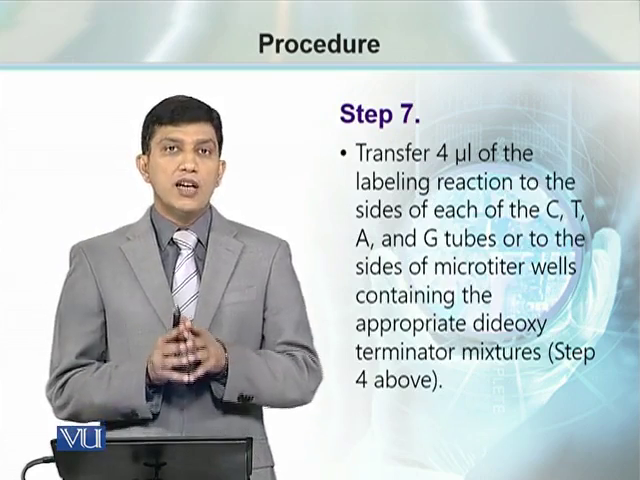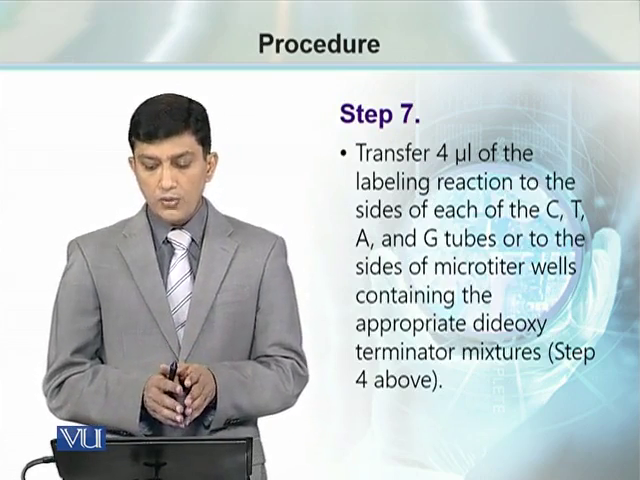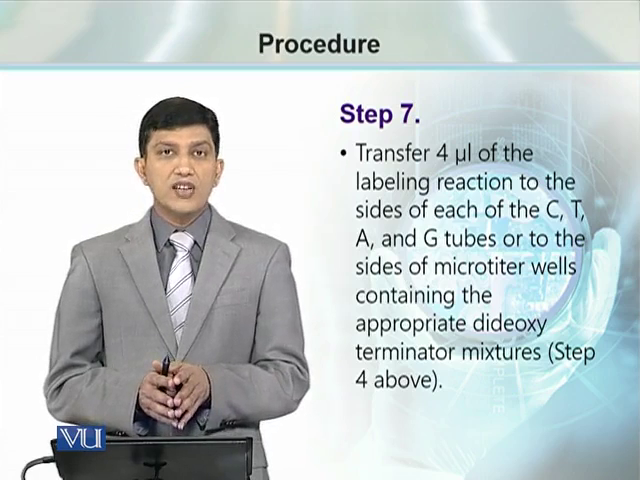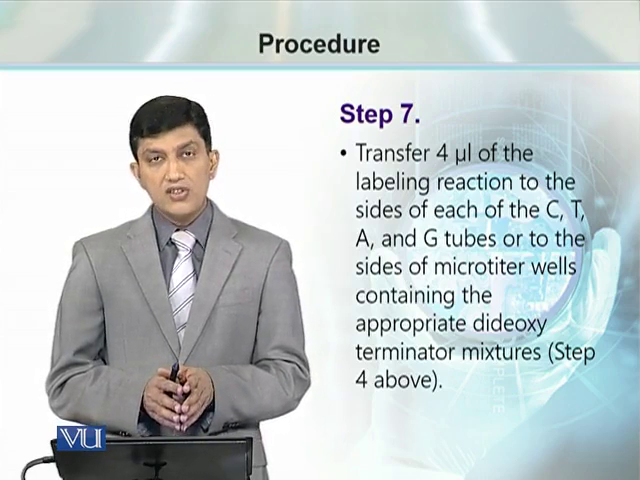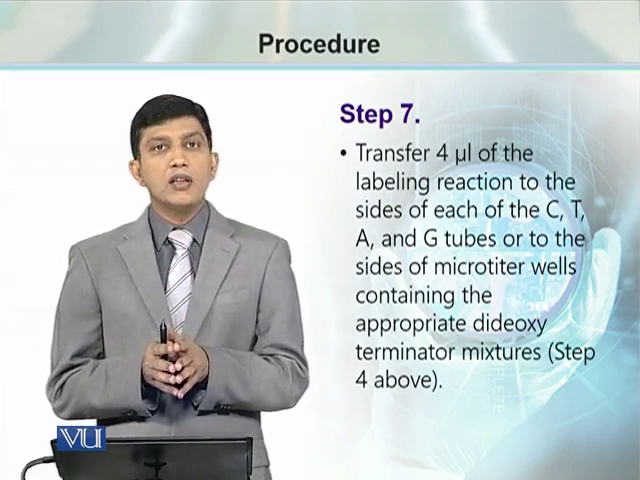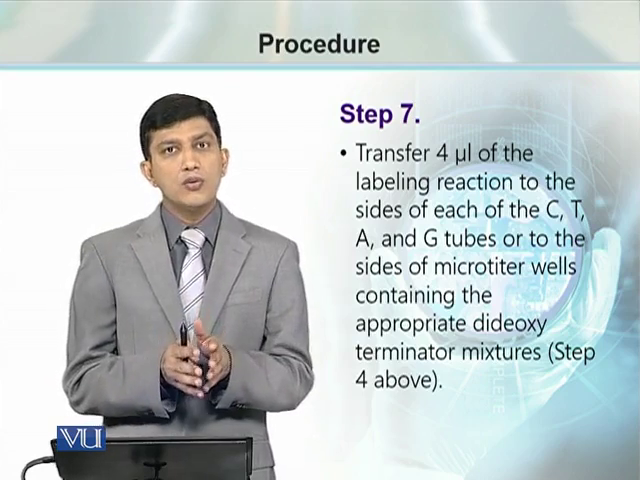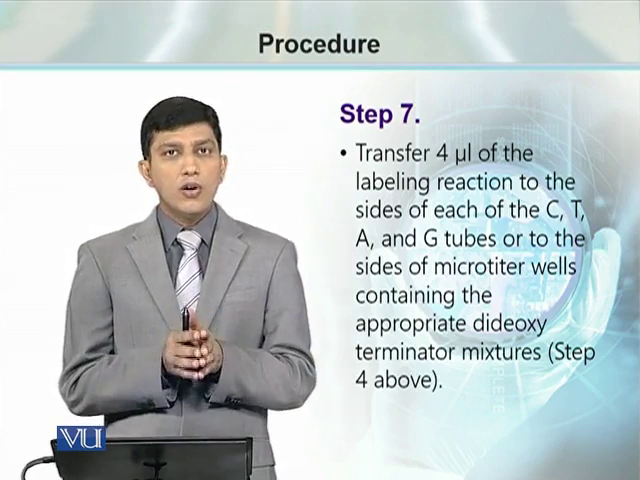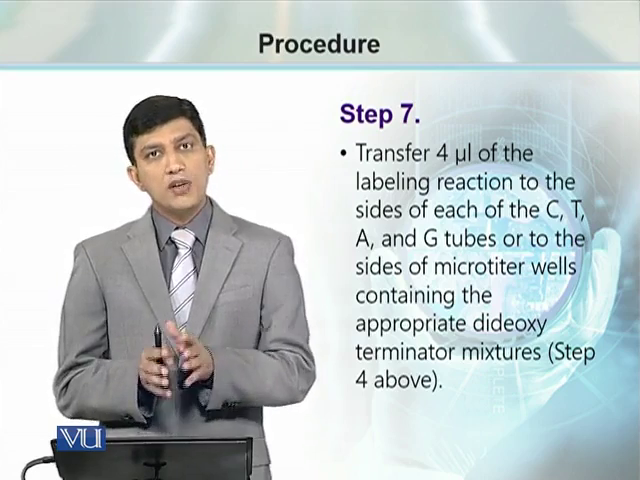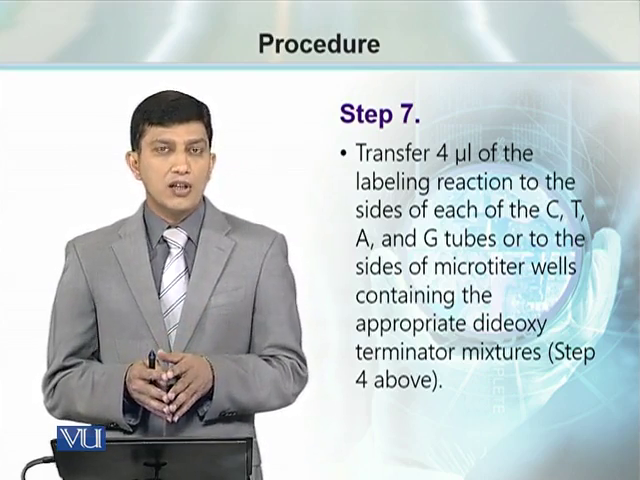After that incubation of 5 minutes, we are going to add 4 microliter of labeling buffer to the sides of each of the C, T and G tube. It is important here that we should not directly add this volume into the existing volume in the tube. It should be added on the walls because it contains the radioactive material.